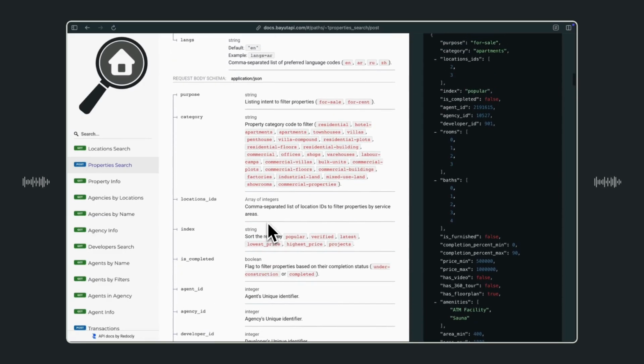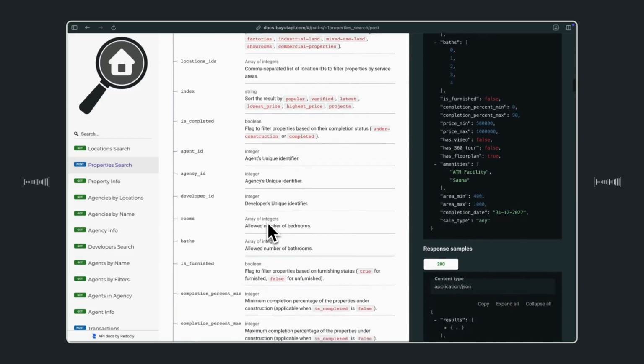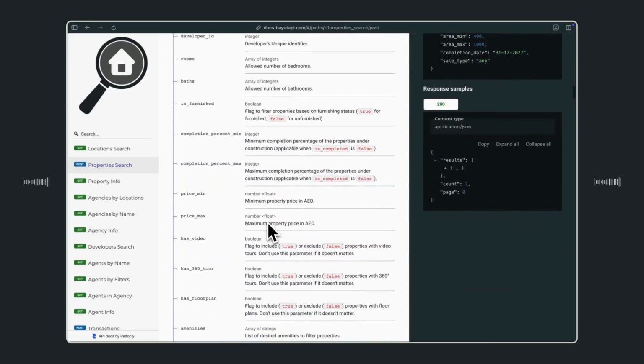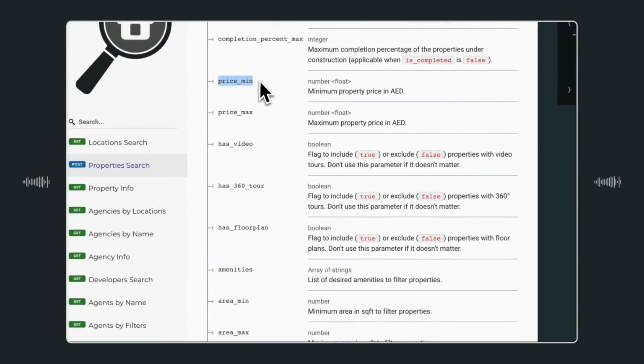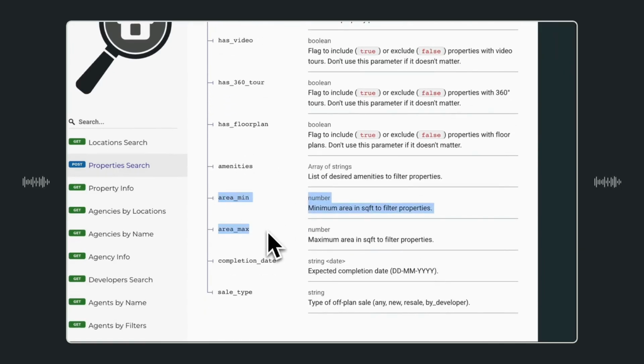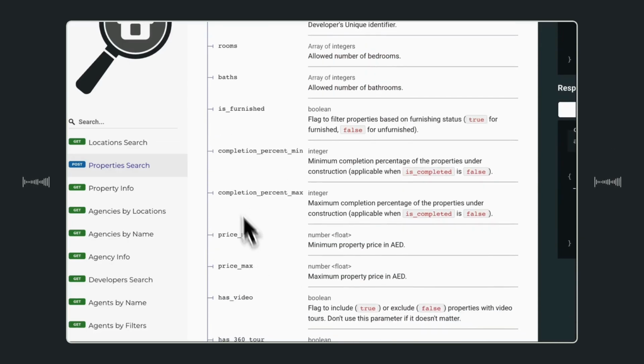That's already some incredibly powerful filtering. But for a true deep dive, what other layers of detail can this API unlock for us? Beyond just the obvious categories. That's where the real granular control comes in. You can specify precise price ranges, minimum and maximum areas in square feet, number of bedrooms, bathrooms, and even the completion status. You can distinguish between under construction and completed properties.